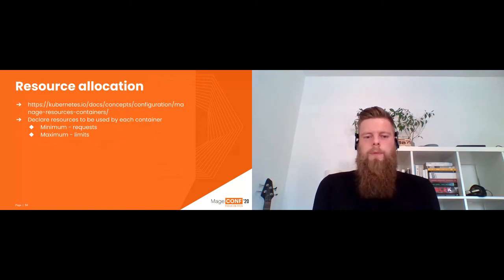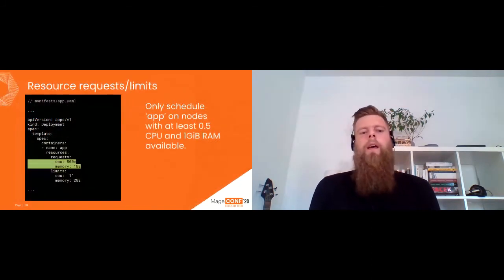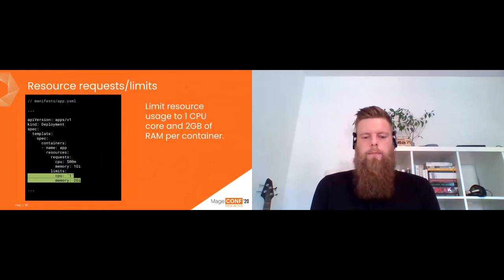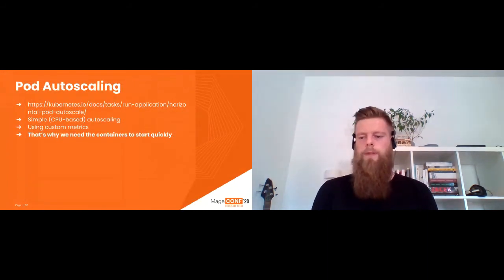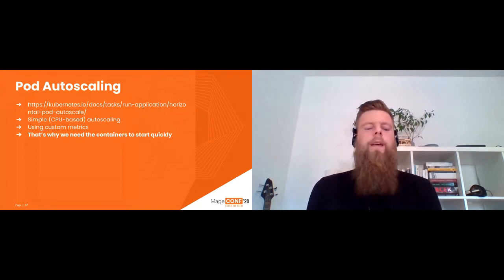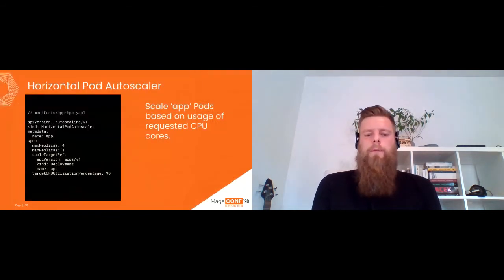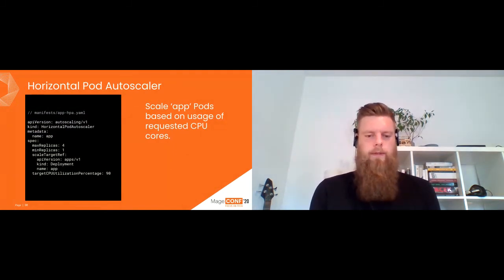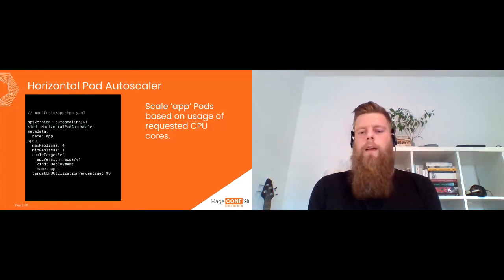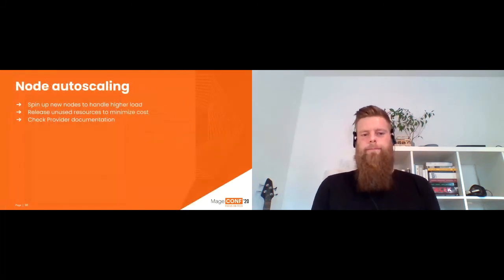Once you have monitoring, you might want to allocate some resources to containers, define requests and limits, which is just adding a few lines to the manifest itself. Once you have that, you might want to look into auto-scaling. That's why we wanted to make sure that the containers start quickly. For auto-scaling, you just create a horizontal pod autoscaler, give it some rules. This is the whole thing. It will scale based on CPU usage.